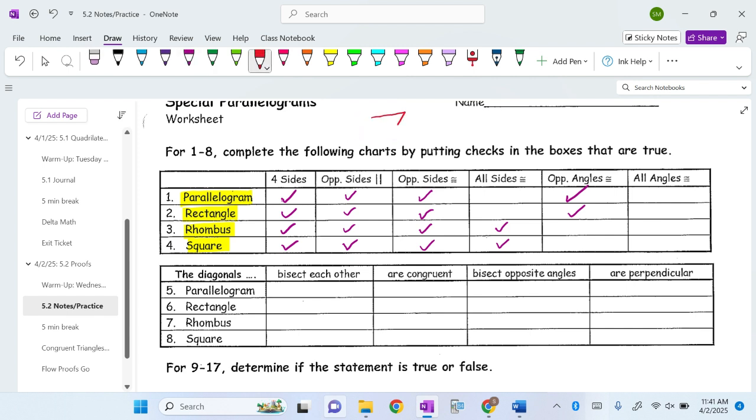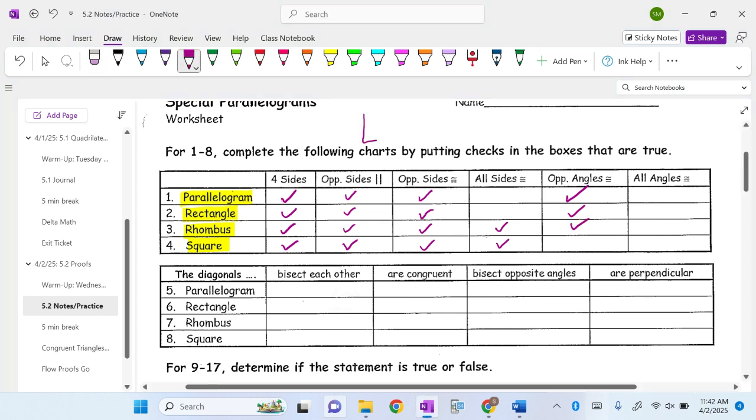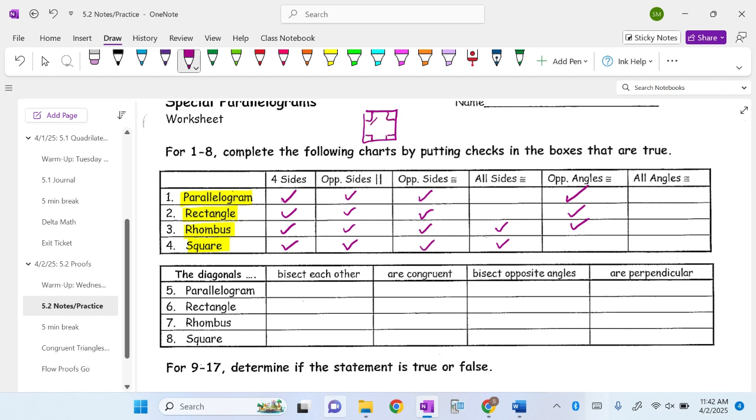Rhombus. Are these two angles congruent? Yes, they're opposite. Are these two angles congruent? Yes, they're opposite. And then a square is the same thing as a rectangle. Even though all four angles are exactly the same, these two angles, which are opposite from each other, are congruent, and these two angles are congruent.